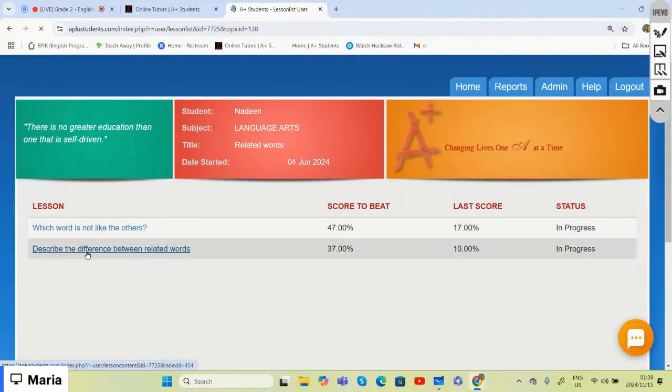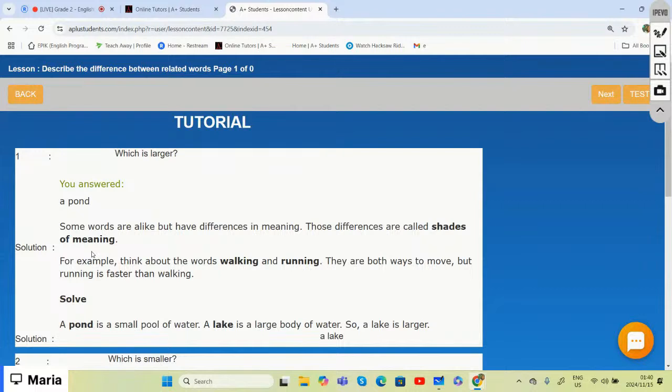So now we need to describe the difference between related words. The difference between related words. We said that some of the words that are alike, they have differences in meanings. So they might be alike, but the meanings are different. And those differences we call shades of meaning.